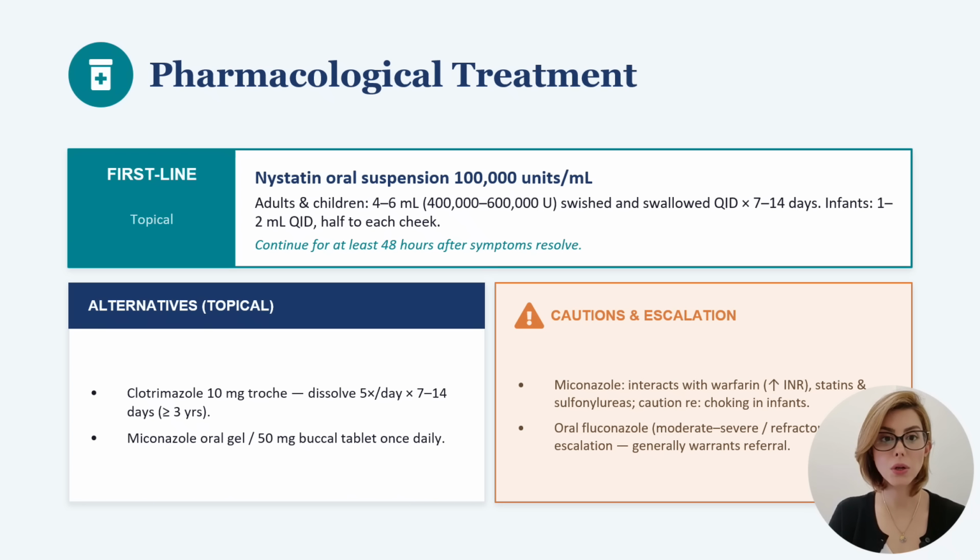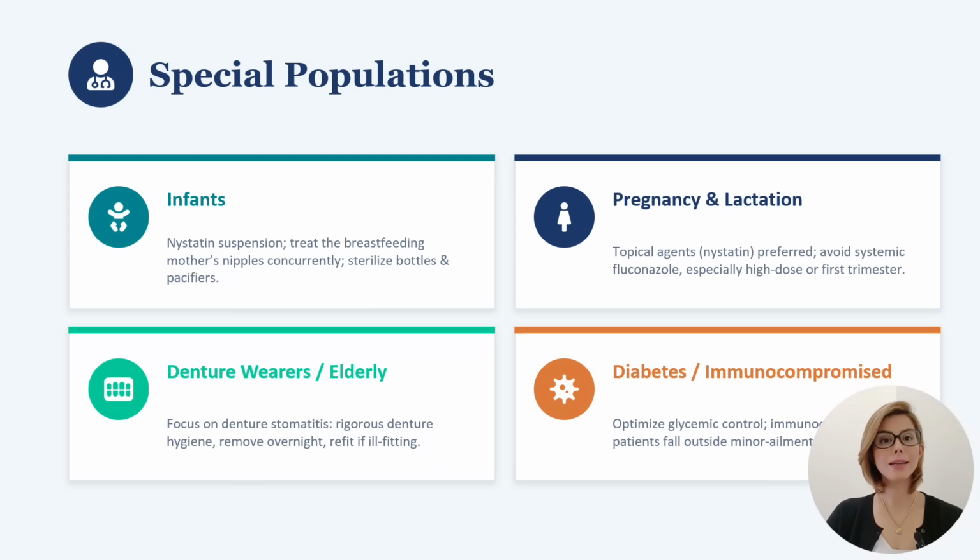Oral fluconazole for moderate to severe or refractory disease is escalation territory. That generally means a referral rather than a minor ailment prescription. Okay, a few populations deserve a tailored approach.